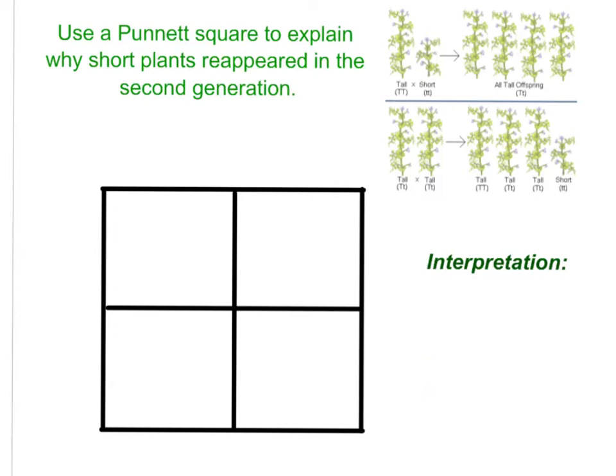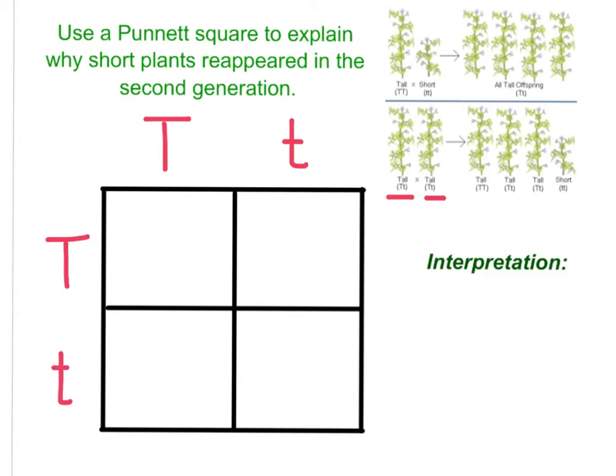Well, we can use a Punnett square as our tool to help us explain why short plants reappeared in this second generation. So let's do a cross between these two heterozygotes. Remember, we'll take one parent and look at its genotype. It's a heterozygote, and we'll give that parent one side of the Punnett square, the top side, just arbitrarily. One of its alleles goes here and one here. Then let's look at the second parent. It's also a heterozygote. It will get this side of the Punnett square, and I will put one of its alleles here and one of its alleles here.